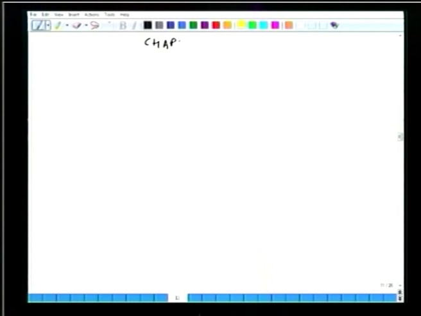So here we go. We have chapter 12 within this stochastic hydrology. We are looking into chapter 12, which is frequency analysis.